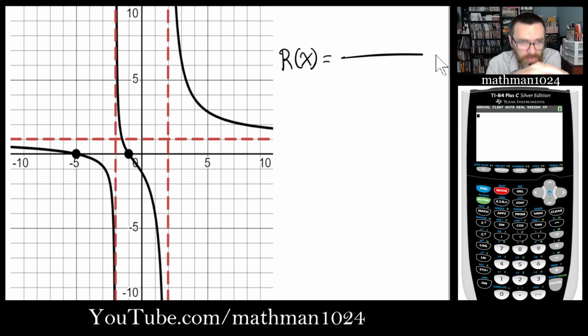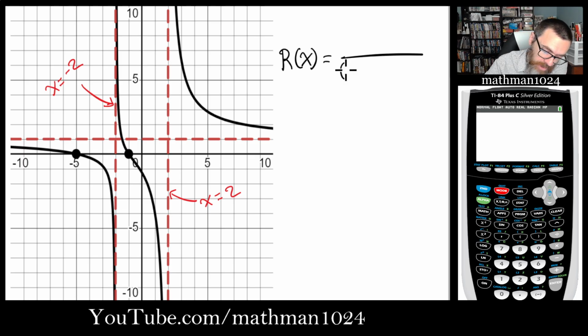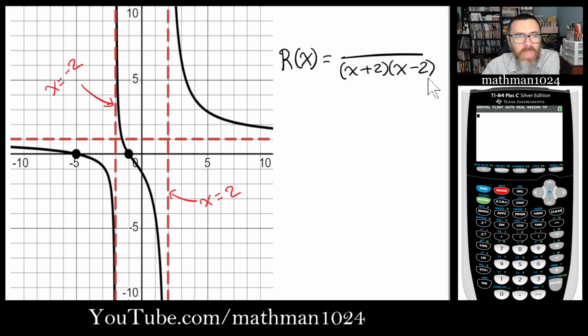Now for me, I'm going to start with those vertical asymptotes because it looks to me like we have a vertical asymptote here when x equals -2, and then another one here when x equals +2. So if we kind of reverse those as factors in the denominator, that will be the factors x plus 2 and x minus 2. Okay.